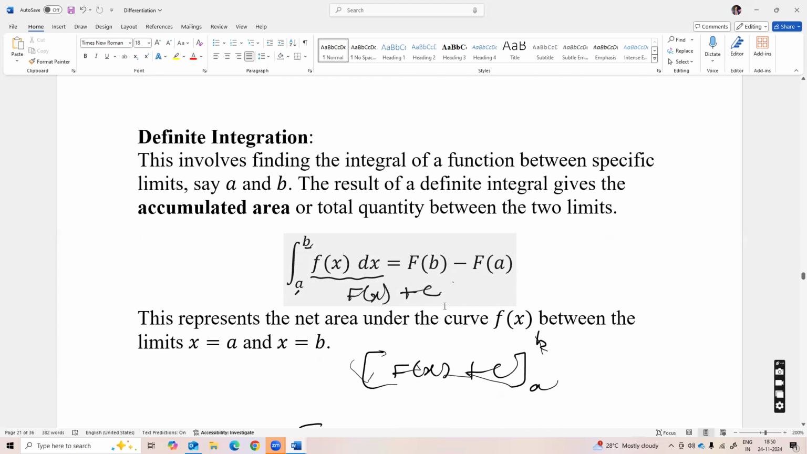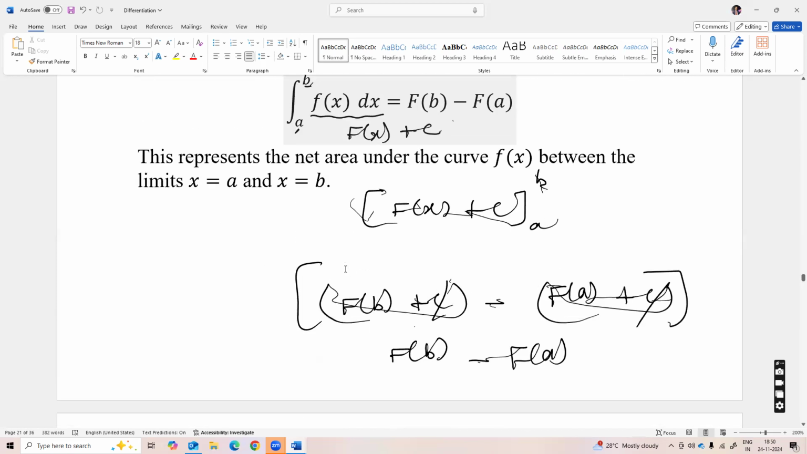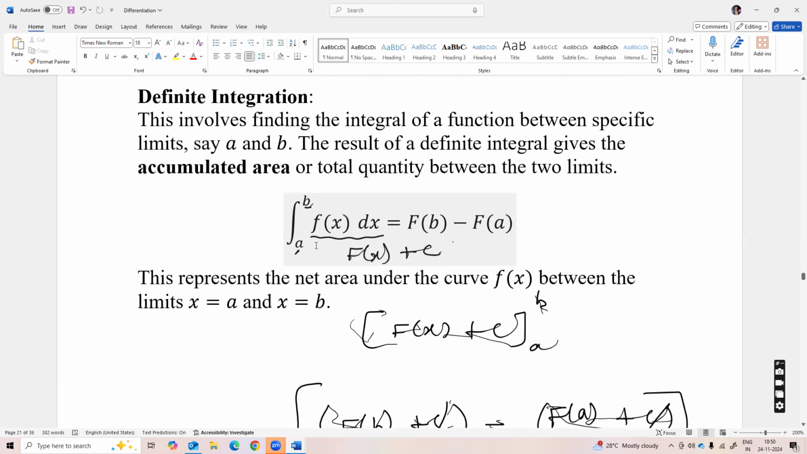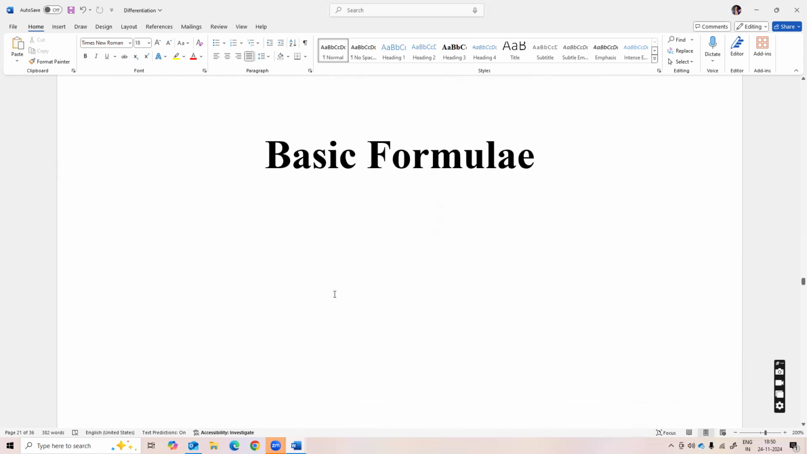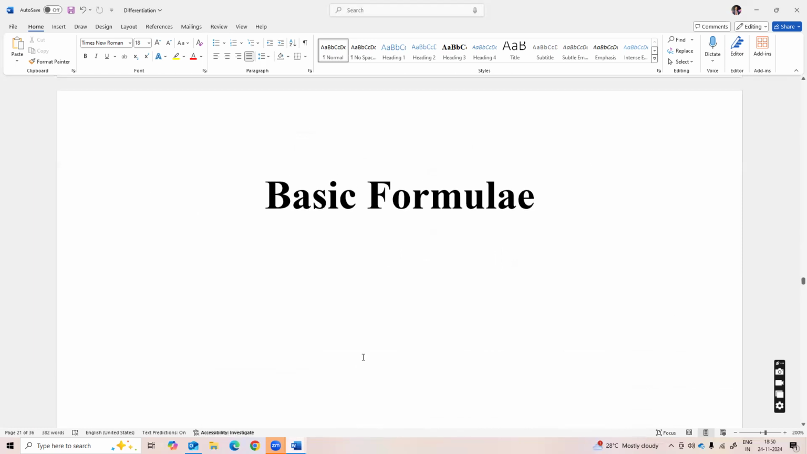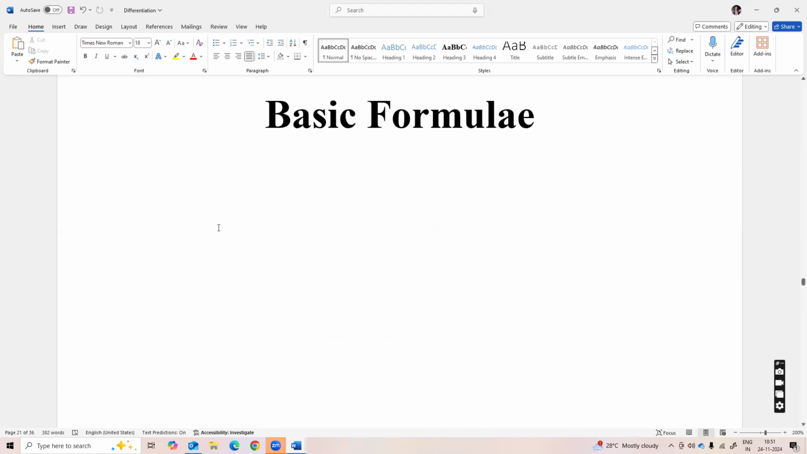And okay, so this was some of the basics about integration. Now we'll see the basic formulae which are there in integration. First we will see the indefinite integral, where the limits were not mentioned.